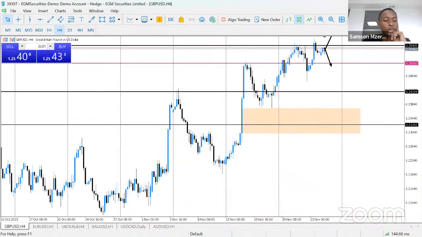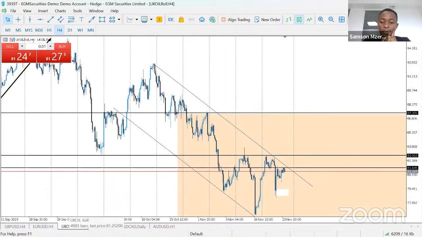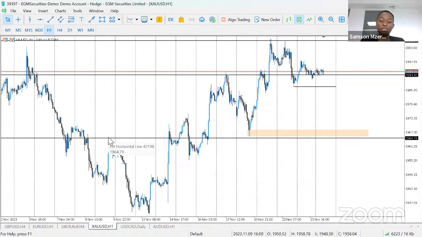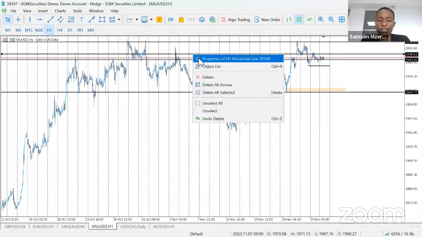So we've covered GBP USD, Euro USD, UK oil, and now we can go to XAU USD. So this is the next one. Gold has been very interesting of late because we have touched 2000, but it seems we are struggling to have a healthy breakout above 2000. Anytime gold goes to 2000, it seems we come back down.